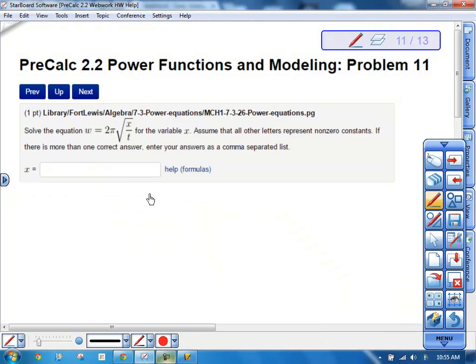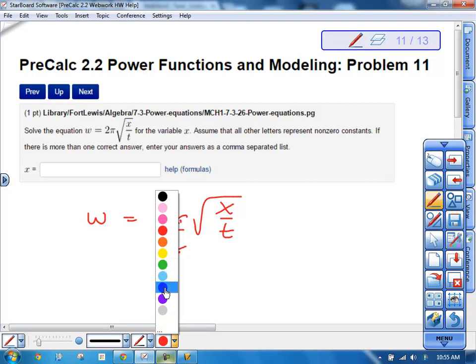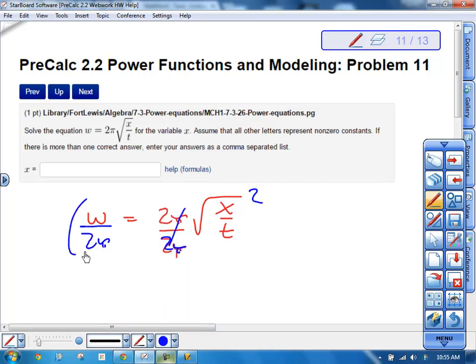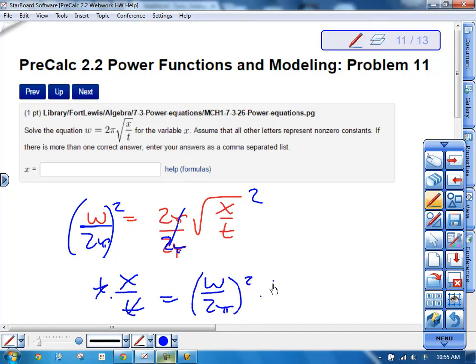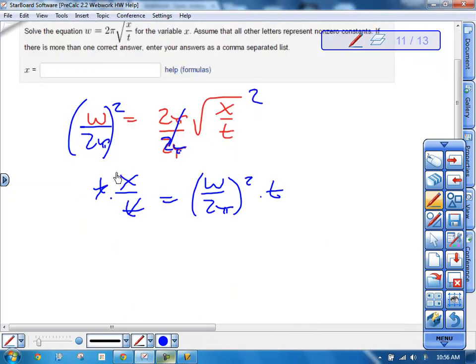Next problem wants to solve the equation for x. So we have w equals 2 pi times the square root of x over t. So let's divide both sides by 2 pi. And then let's square both sides. So you get x over t equals w over 2 pi squared. And then multiply both sides by t. And that should work. So you end up getting x equals this. That should work to enter that in.